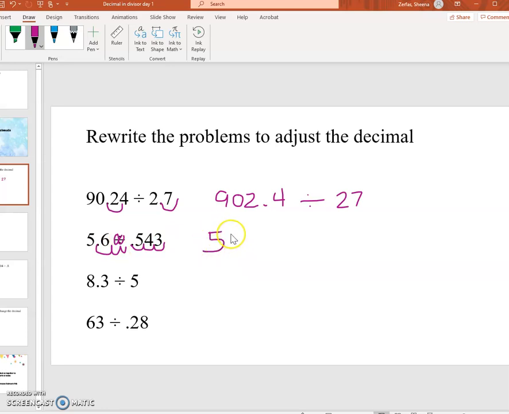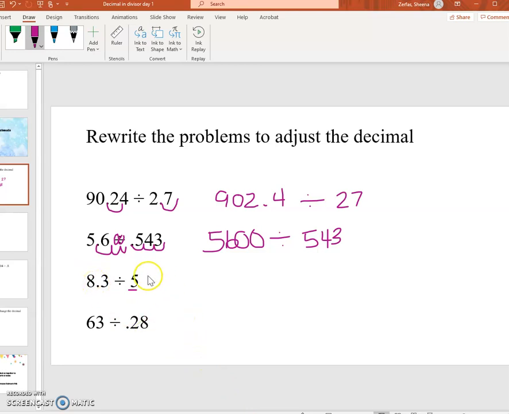So this becomes 5,600 divided by 543. In the third example, we can leave this problem exactly as is, because we already have a whole number in our divisor, so we can leave the decimal here in the dividend.